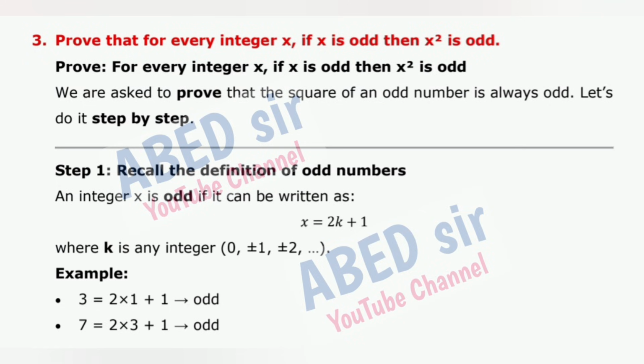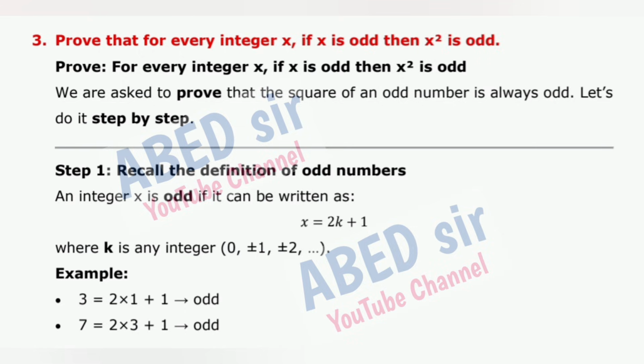Prove that for every integer x, if x is odd then x² is odd. We are asked to prove that the square of an odd number is always odd. Let's do it step by step. Step 1: recall the definition of odd numbers.